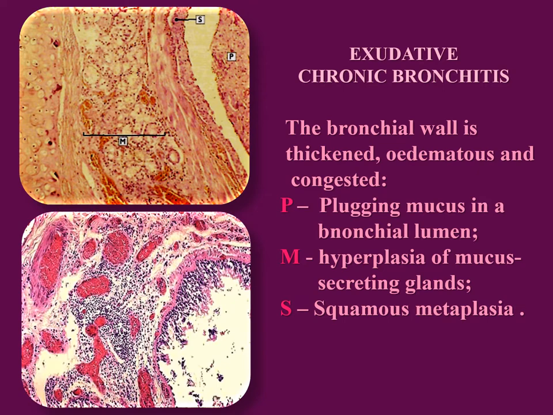Pay attention to the microscopical appearances of the exudative chronic bronchitis. You see in the bronchial lumen plugging mucin. This is sputum. And pay attention, the bronchial wall is thickened, edematous, congested. You see the congested vessels. Then you see the squamous metaplasia of the epithelia. There are no cilia. And pay attention to the hyperplasia of mucus-secreting glands.